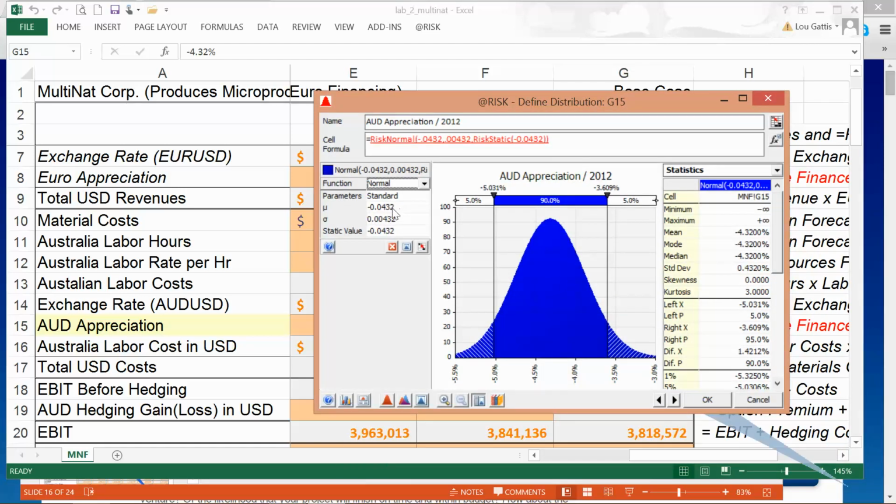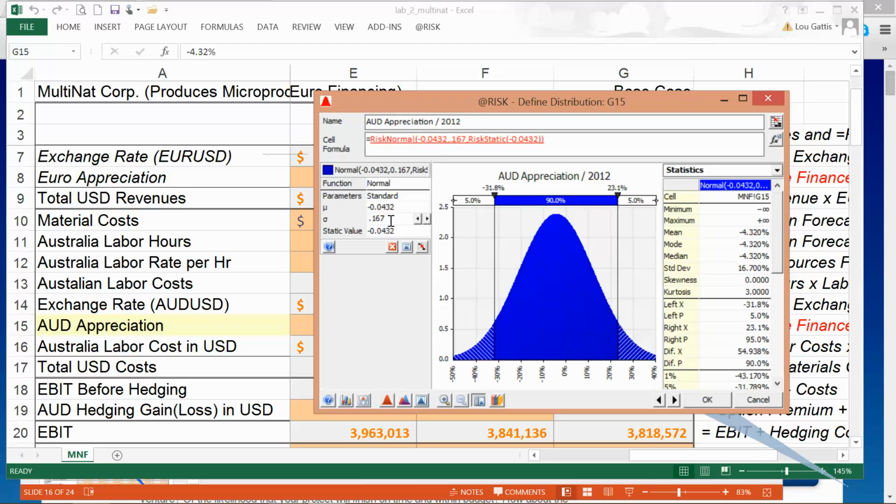The distribution puts in the mean, which is the value in the cell before. But then right here where it says standard deviation, we're going to have to plug in the 16.105%. So I'm going to put 0.16105. Do not put 16.105. So the volatility is 16% with the expected change of negative 4% based on interest rate parity. Okay, so you should make sure these two parameters look like this. The static value is what's sitting in the cell. And then hit OK.